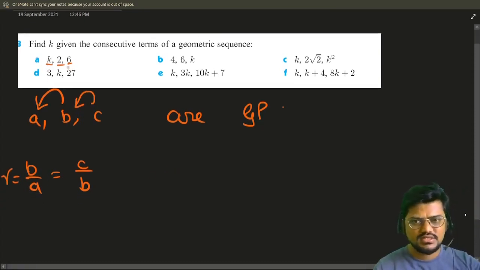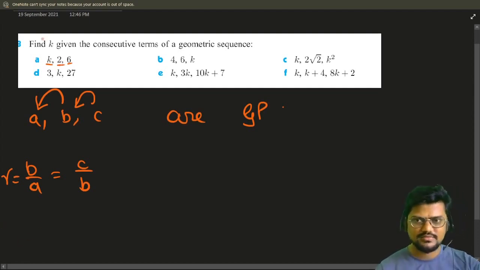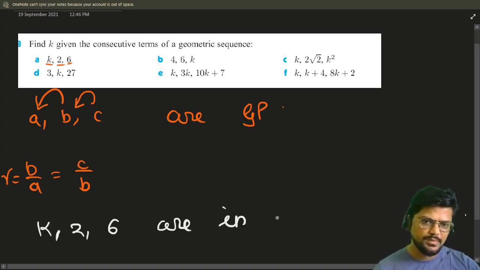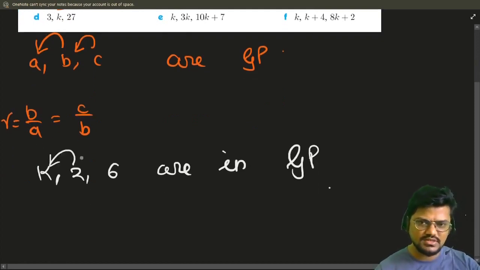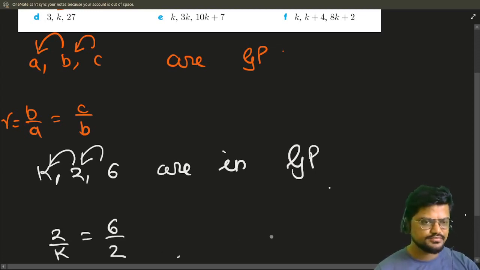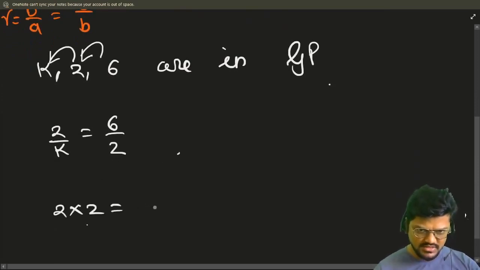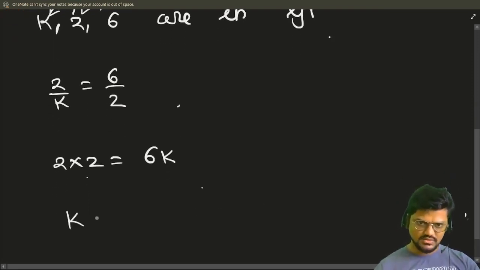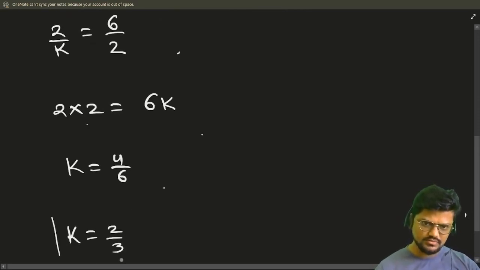Similarly over here, these three terms are in geometric progression. That means these three, that is k, 2, 6 are in GP. That means they will also give a common ratio. That is, this upon this gives this upon this. That is 2 upon k will be equal to 6 upon 2. And then cross multiply. So 2 into 2 equals 6k. So k equals 4 by 6. So k equals 2 by 3. Got it?